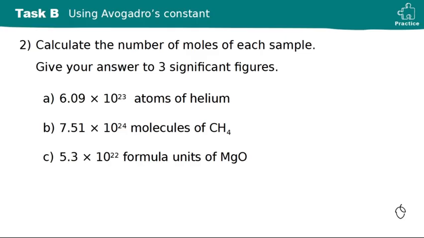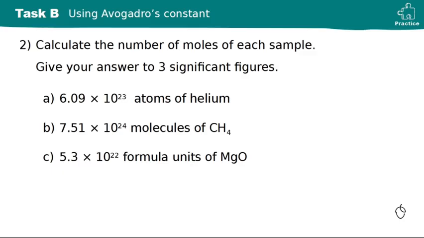And for question 2, it says calculate the number of moles of each sample. Give your answer to 3 significant figures. And so you've got 6.09 times 10 to the 23 atoms of helium. And you've got 7.51 times 10 to the 24 molecules of methane. And 5.3 times 10 to the 22 formula units of magnesium oxide.